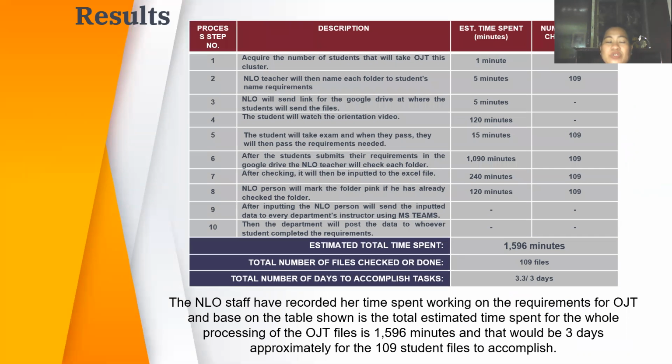The result shows 10 processes or steps with descriptions, estimated time spent, and number of checking of documents. The estimated total time spent is 1,596 minutes. The total number of files checked or done is 109. The total number of days to accomplish the task is 3 days.